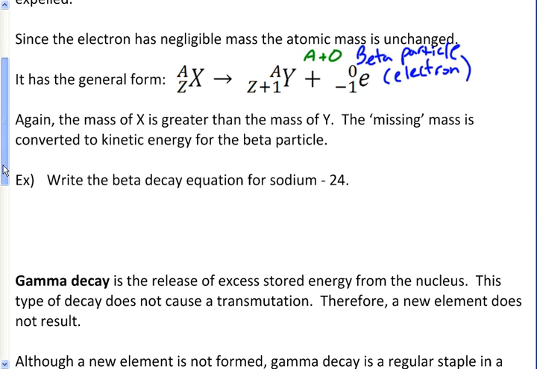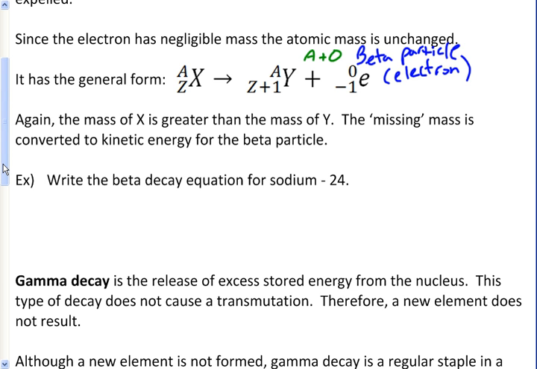So again, I kind of said this last time, but the mass of X is greater than the mass of Y. So the mass of your original parent is greater than the mass of your electron and your daughter nucleus combined. And the reason why is because some of this mass inside the nucleus has been converted to energy to expel that electron outwards.